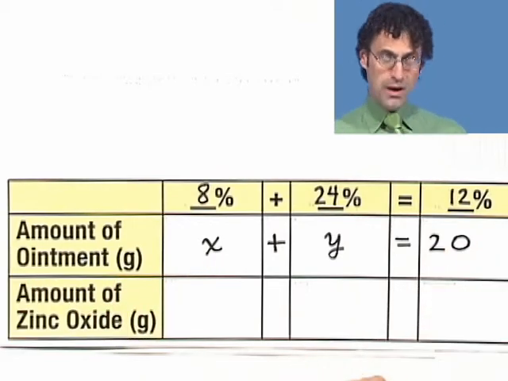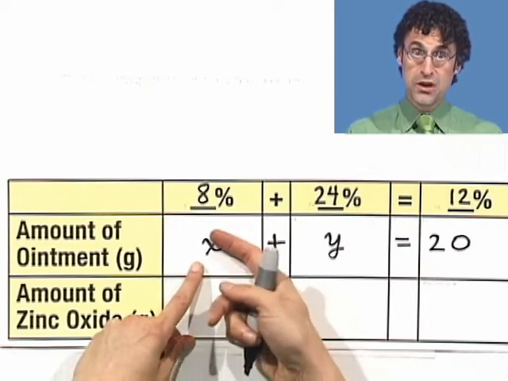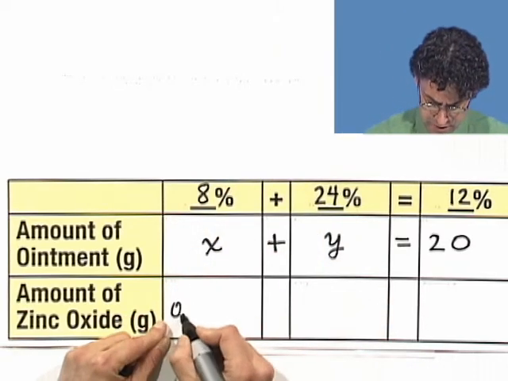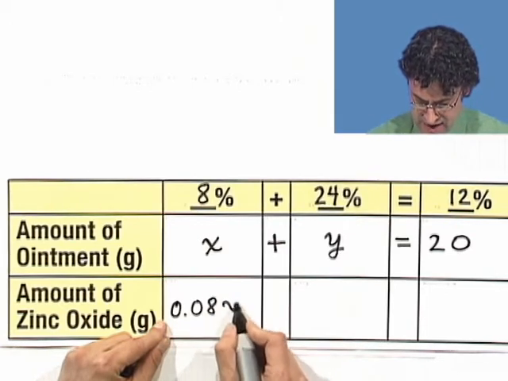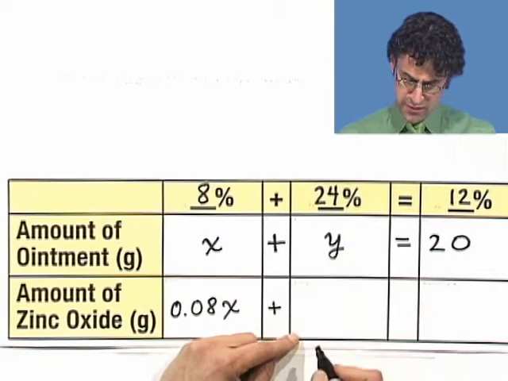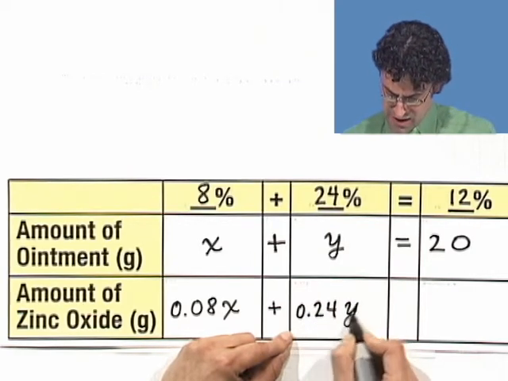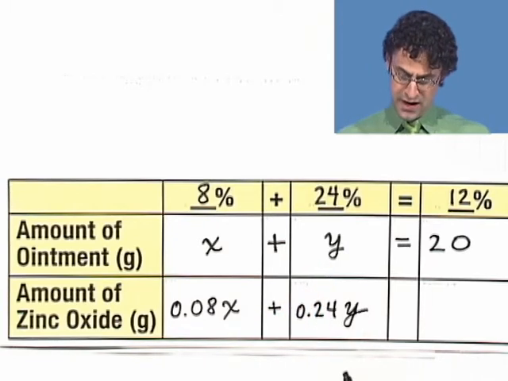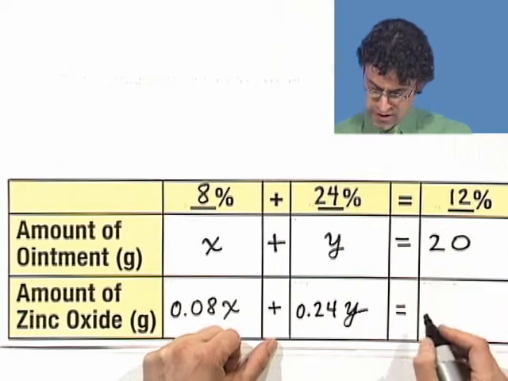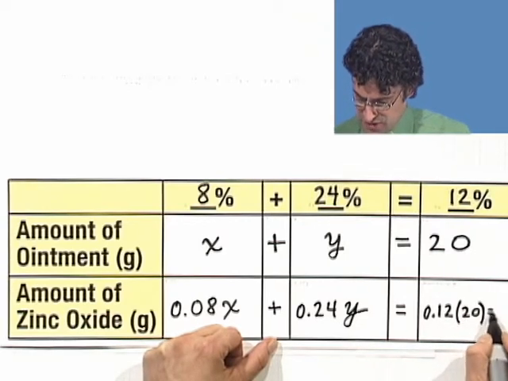Okay. Now, what about the amount of the zinc oxide? Well, if we use 20 grams, we know 8% of that will be the zinc oxide. So that's going to be 0.08x plus how much zinc oxide are we going to have from the second ointment? Well, 24% of it is zinc oxide, so that's 0.24 times the amount of the second ointment we use, which is Y. And when we add those together, what do we get? Well, we need 12% of 20. So we're going to need 0.12 times 20, which actually equals 2.4.